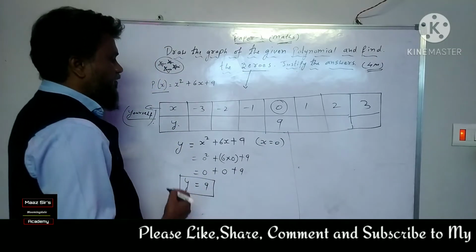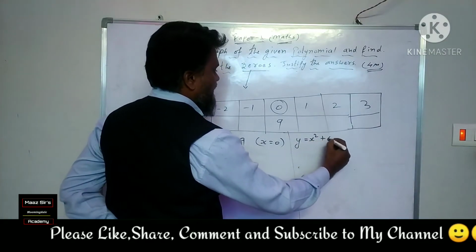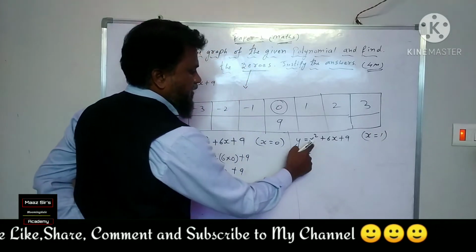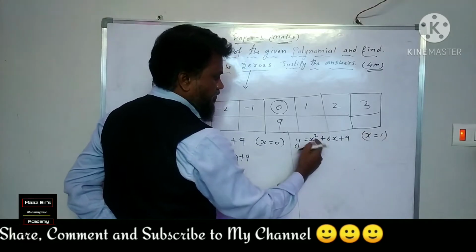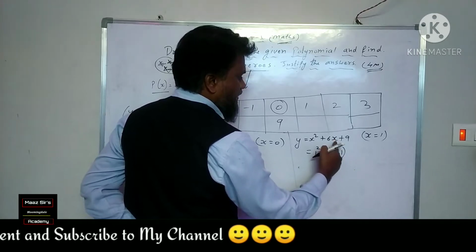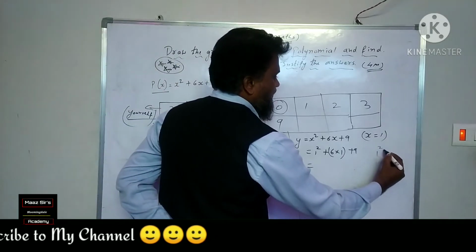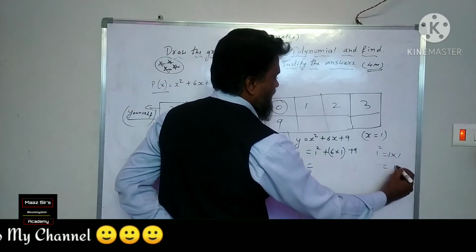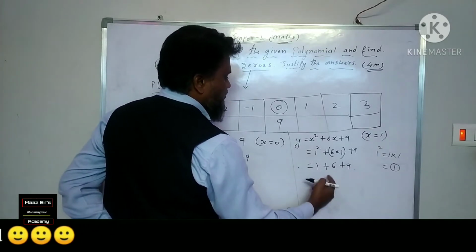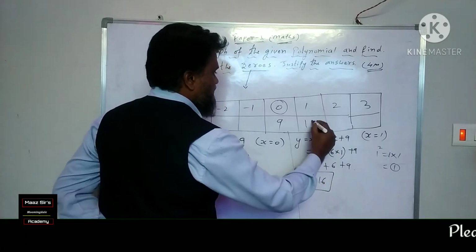Similarly, now we have to do it for x is equal to 1. In x square plus 6x plus 9, in place of x you have to substitute 1. 1 square plus 6 into 1, because x is there, plus 9. Remember, 1 square is nothing but 1 into 1, so that is 1. 1 plus 6 plus 9, so how much will you get? 16. y is equal to 16.